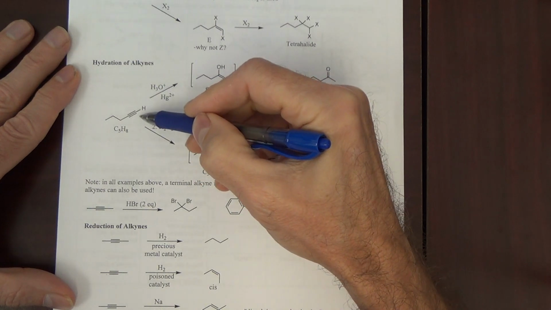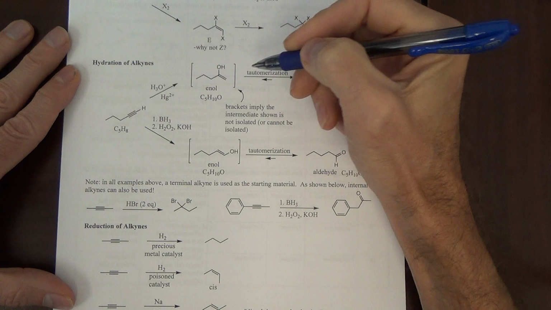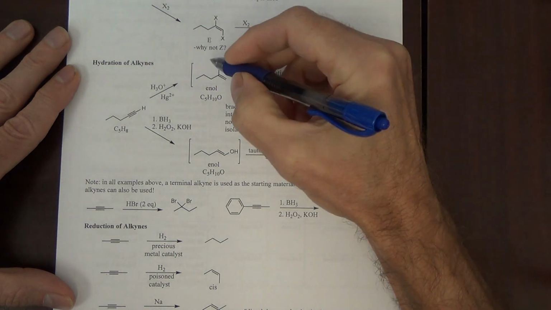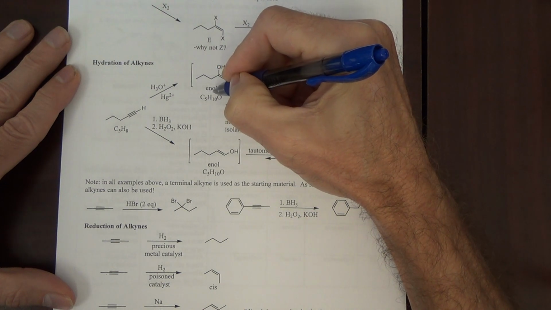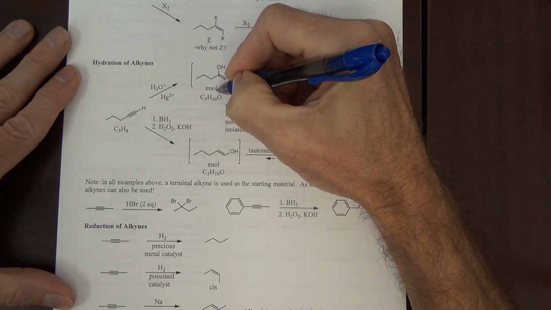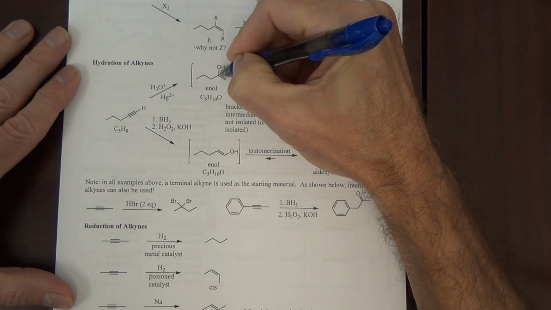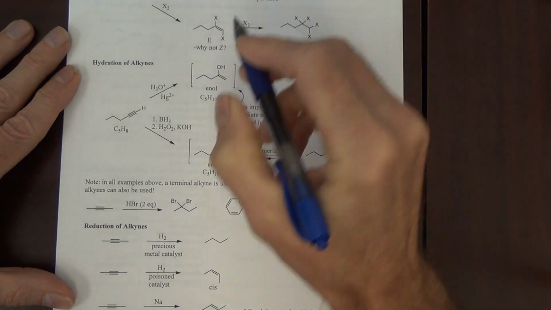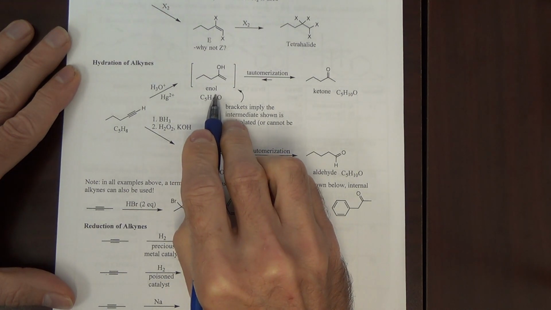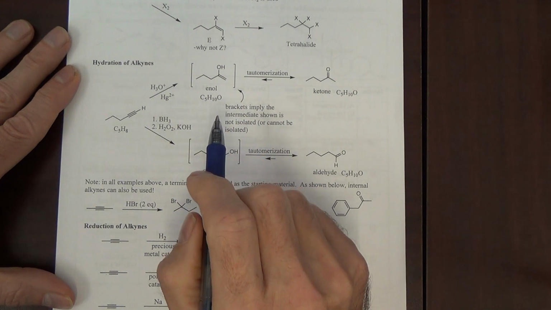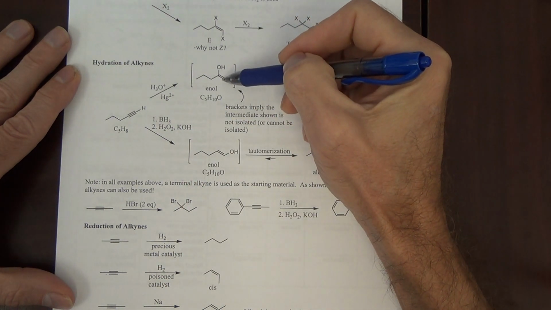The initial hydration of the alkyne gives an intermediate called an enol. And the enol is a shortened term for alkene alcohol. The alkene has an OH group on one of the alkene carbons. Enol. Now, enols are not hydrated a second time.